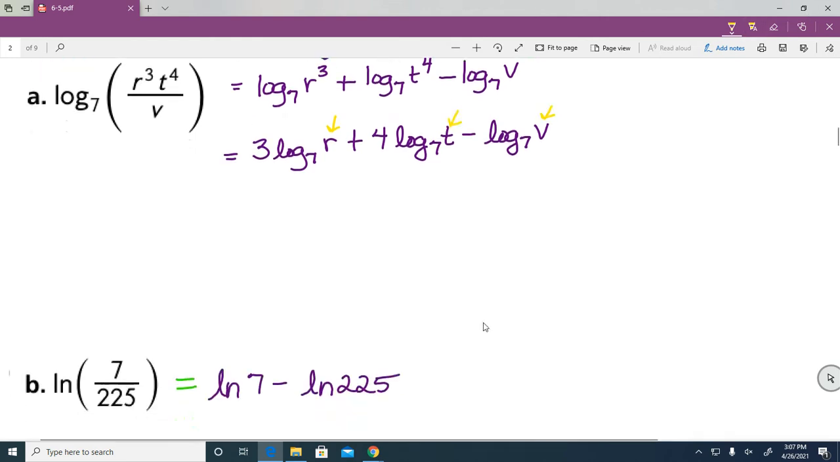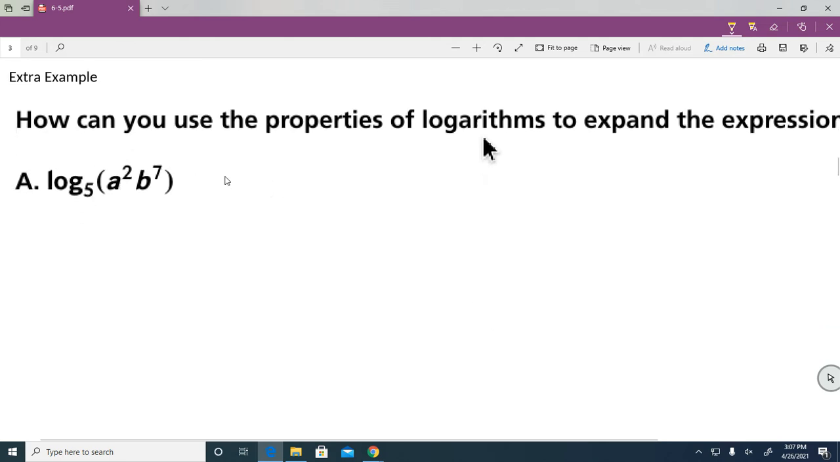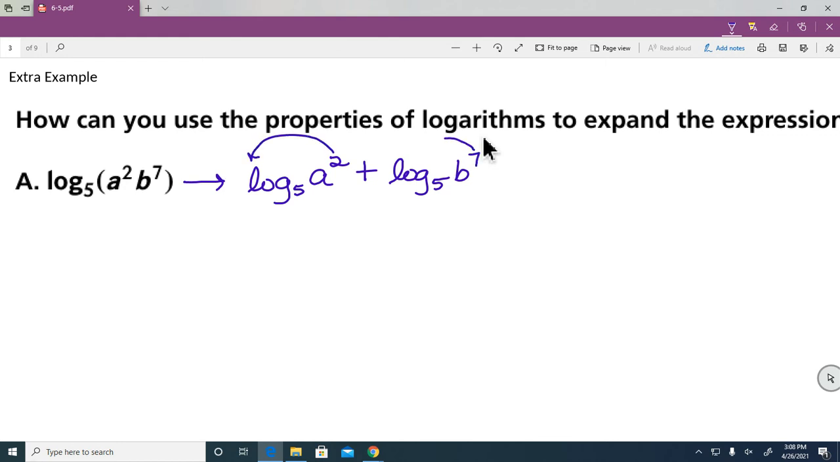Now, here's an extra example. Log base 5 of a squared times b to the 7th. I see a product, which tells me I can apply the product property: log base 5 of a squared plus, because these two are being multiplied, log base 5 of b to the 7th. Then pull each exponent to the front. So 2 times log base 5 of a plus 7 log base 5 of b.